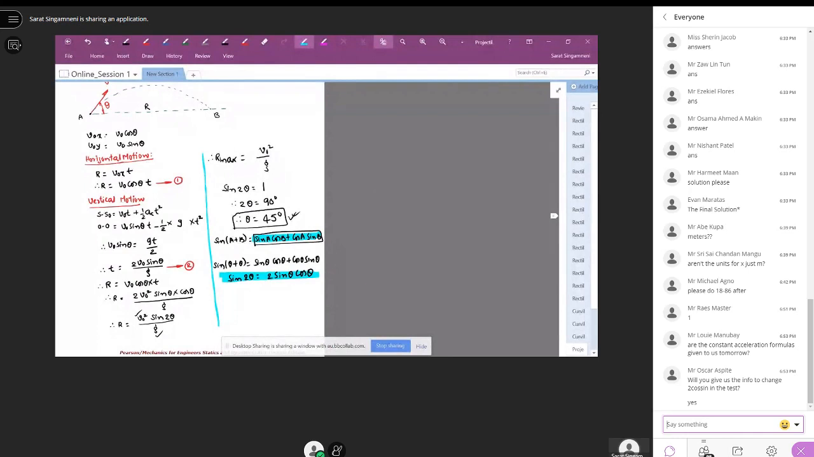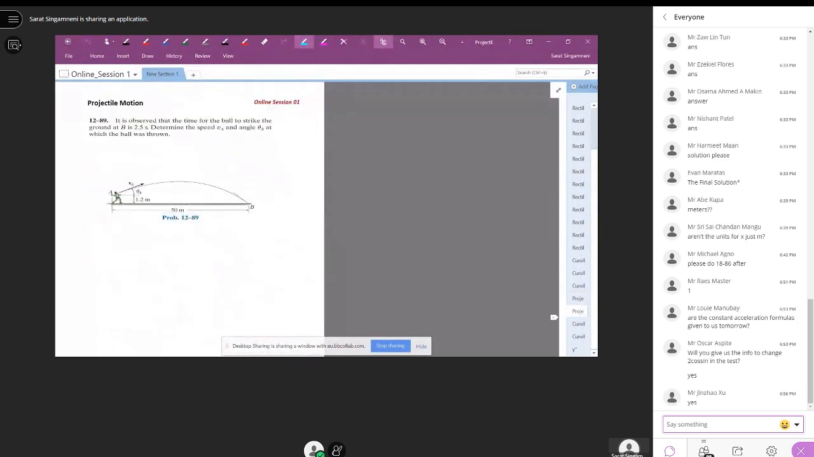Constant acceleration formulae are given and it is in the formula sheet. I will upload the formula sheet just after this session and you will get that. Okay, can I do the next problem, which is this one? I will record this part and put it online also because some students missed it.